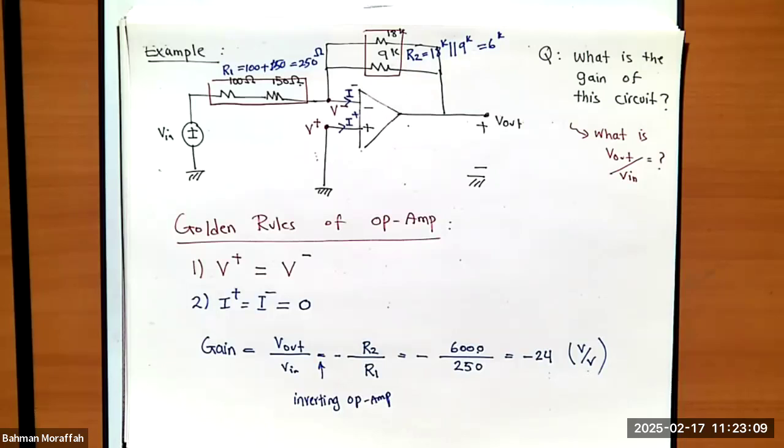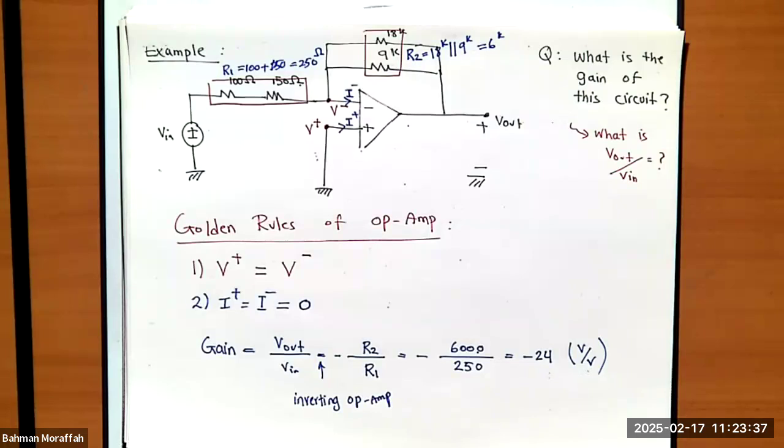If we did not remember this formula, again, that's not a big deal. We can still apply the golden rules. We know current through R1, which is the combination of 100 ohms and 150 ohms, is exactly the same as the current through 9K and 18K in parallel, right? Because there is no leakage at the negative terminal, right?